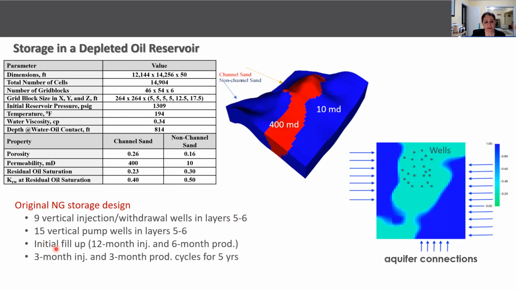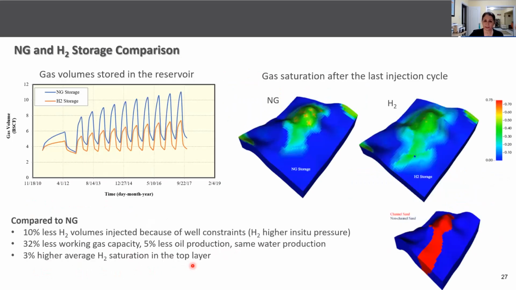And this scenario for natural gas strategy was to fill up the formation for 12 months of injection and 6 months of production, and then start the cycling injection and extraction, 3 months injection and 3 months production for about 5 years. So it was very interesting comparing natural gas and hydrogen, again, keeping everything the same. All we did, we just changed the natural gas to hydrogen for this case.